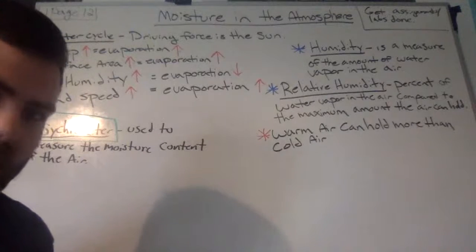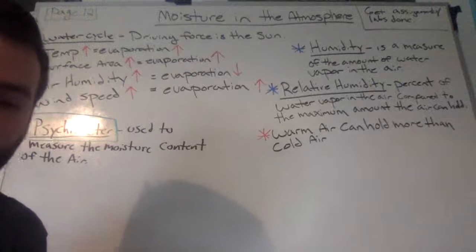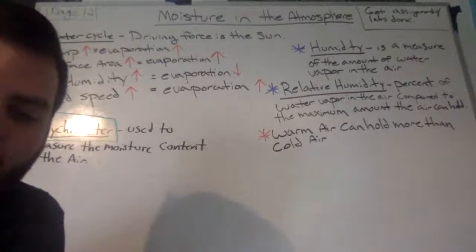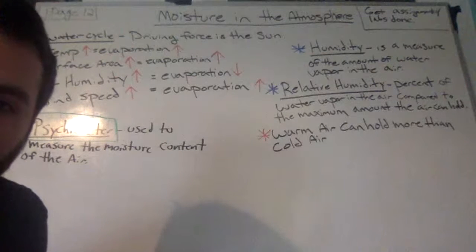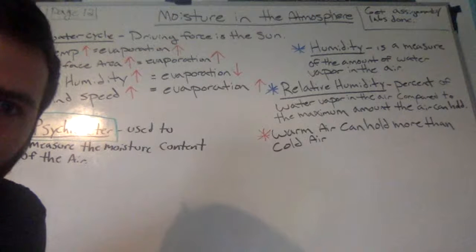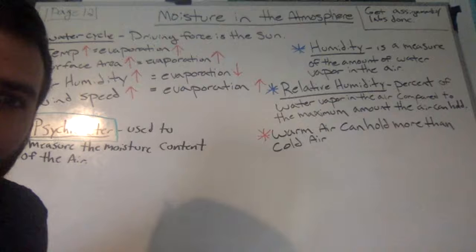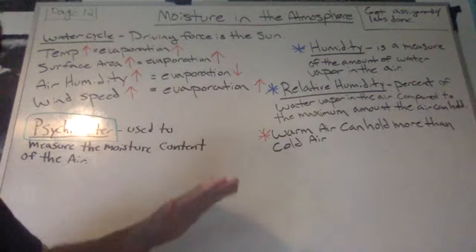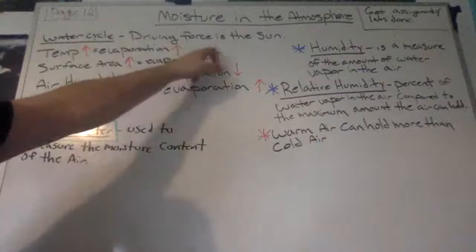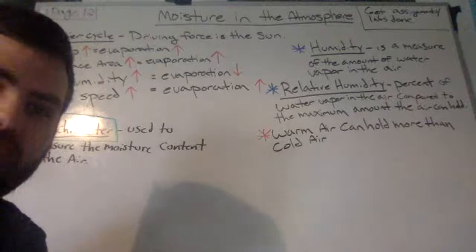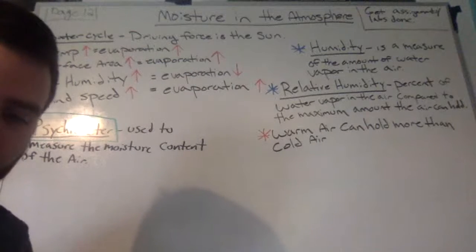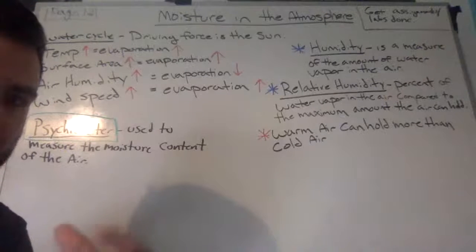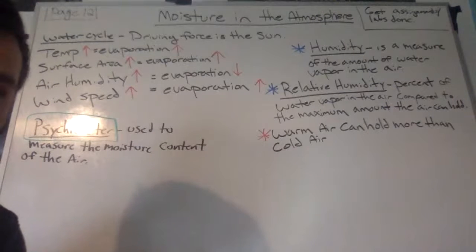So really quick, the moisture in the atmosphere kind of goes over our water cycle that we went through a couple of weeks ago before we were home schooling. All right. So basically, with the water cycle, the main part of it is that the driving force is the sun. If there was no sun, there'd be no water cycle. There'd be no life on Earth as we know it. The sun is the driving force behind the water cycle.